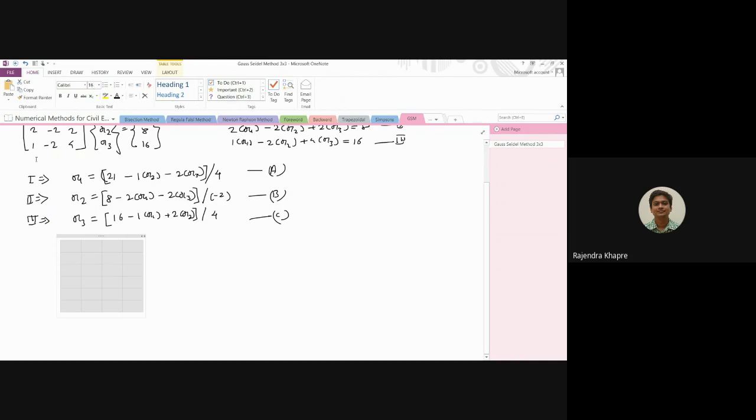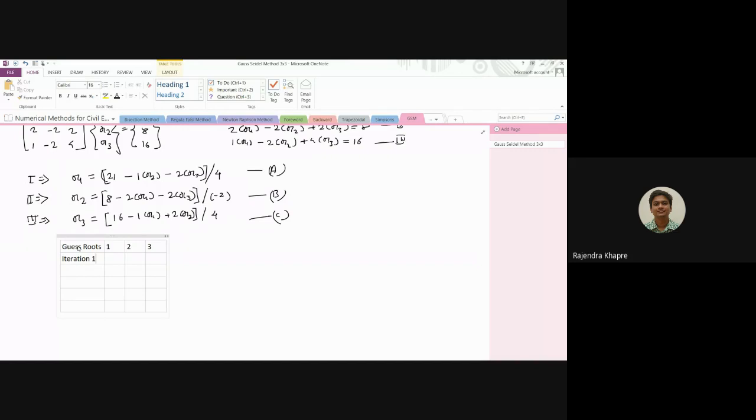Here I am going for the guess roots. In the previous class we saw guess roots where all were taken the same. You can start with all 1 or all 0. This time I'll be going with something like 1, 2, and 3. It is not necessary that we take all the values the same. You can even take negative values also. It is not necessary that every time you take positive.